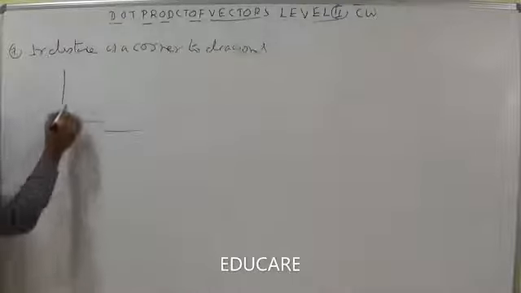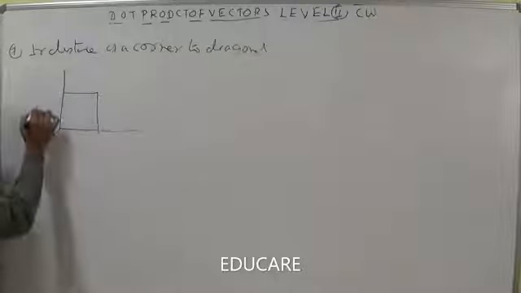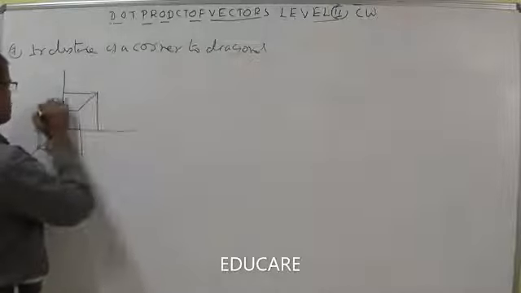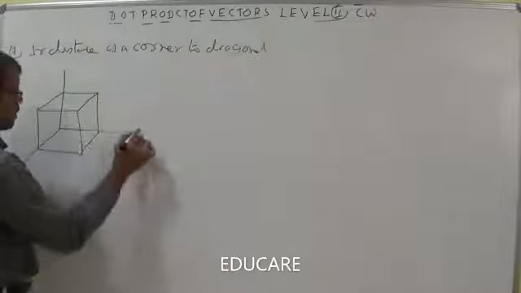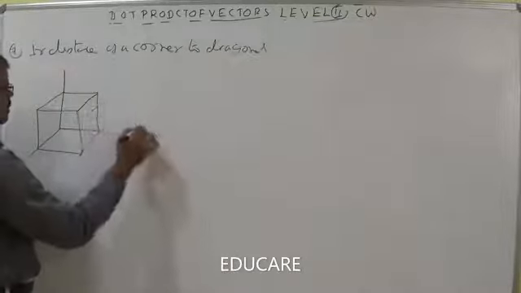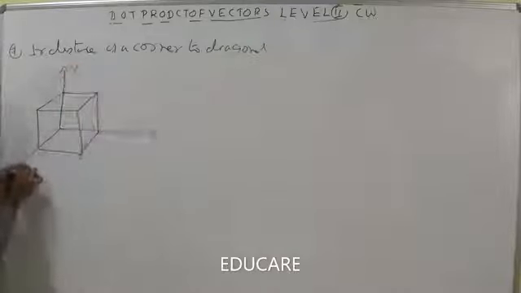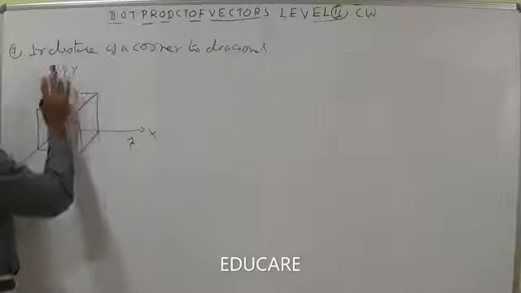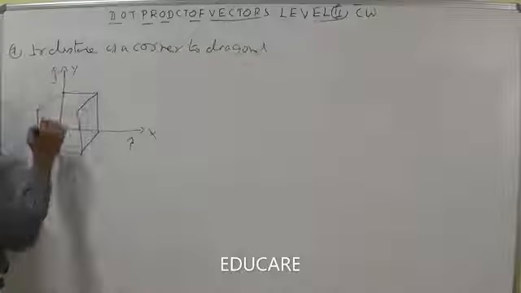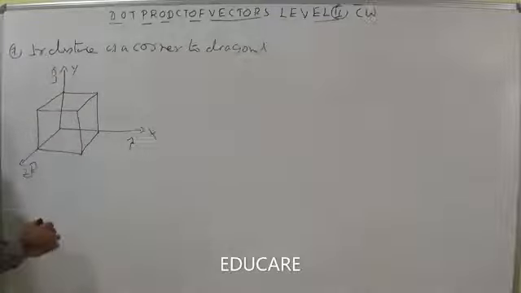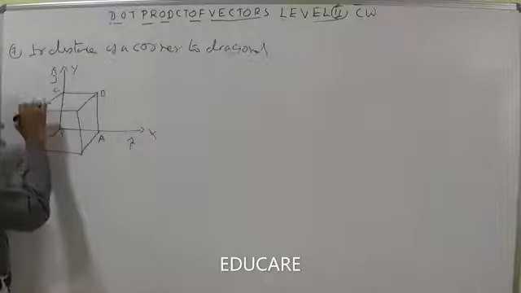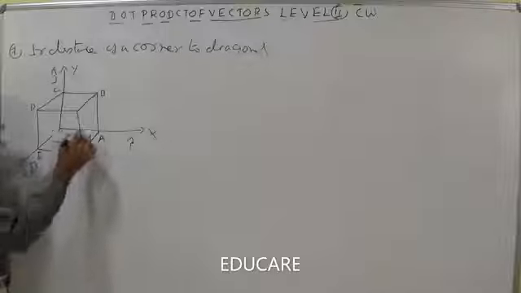X-axis, Y-axis, Z-axis, put the names. Consider a unit cube with the X-axis, Y-axis, Z-axis as the axes of the cube, where I, J, K are unit vectors along the X, Y, Z axes respectively. Here I cap, this is J cap, this is K cap. Put the names here: O, A, B, C, D, E, F, G.